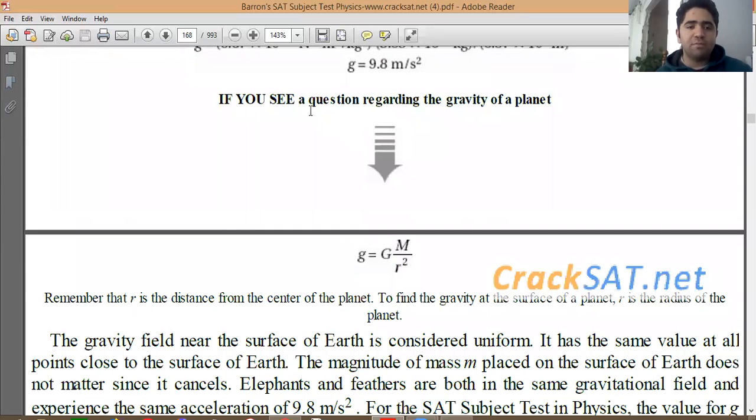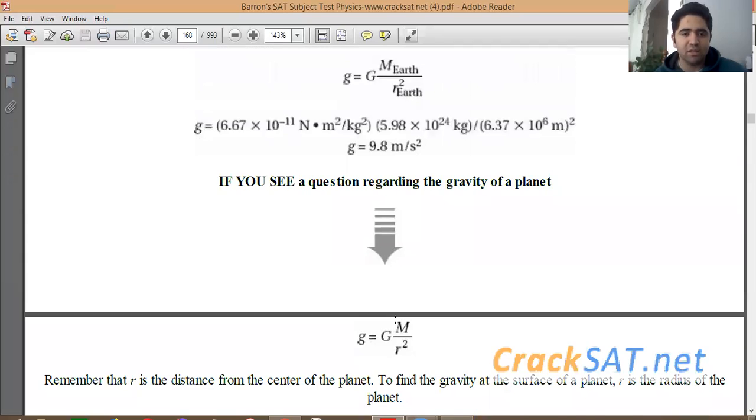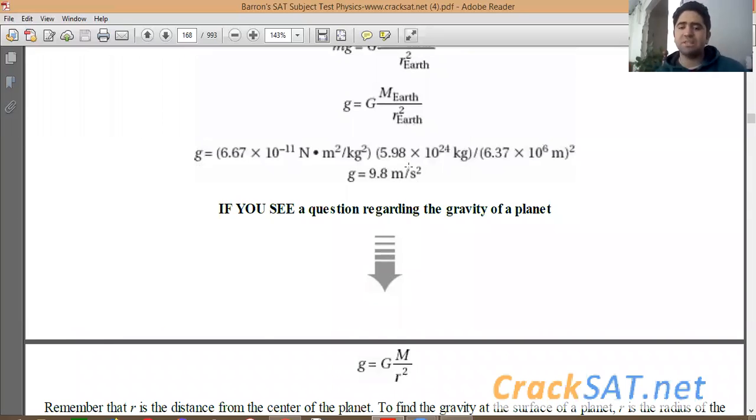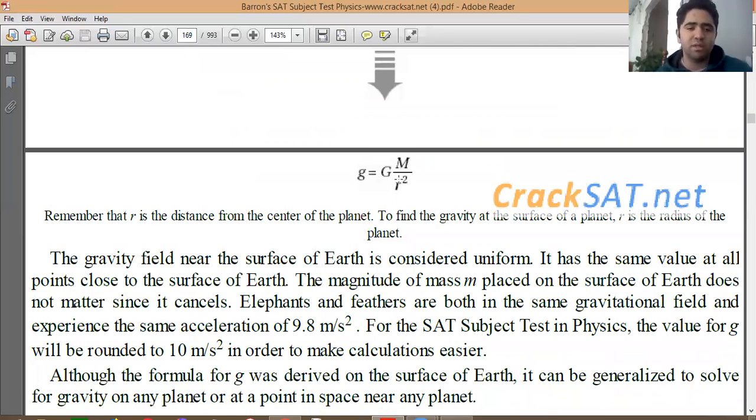Now, if you see a question regarding the gravity of a planet, the gravity of Earth is known, but the gravity of a planet means the acceleration due to gravity. Okay, so the acceleration due to gravity is going to be GM over r squared. That is the acceleration due to gravity. If you put that and factor it into Earth, that would be 9.8.